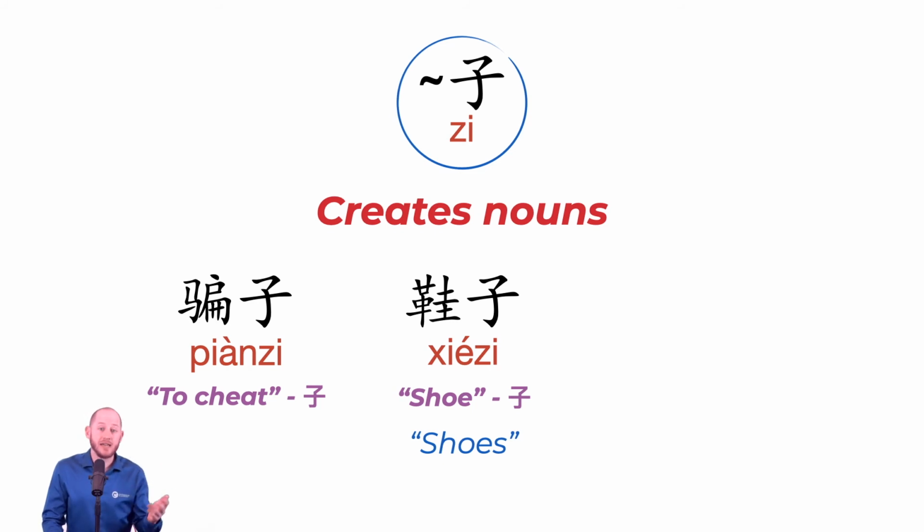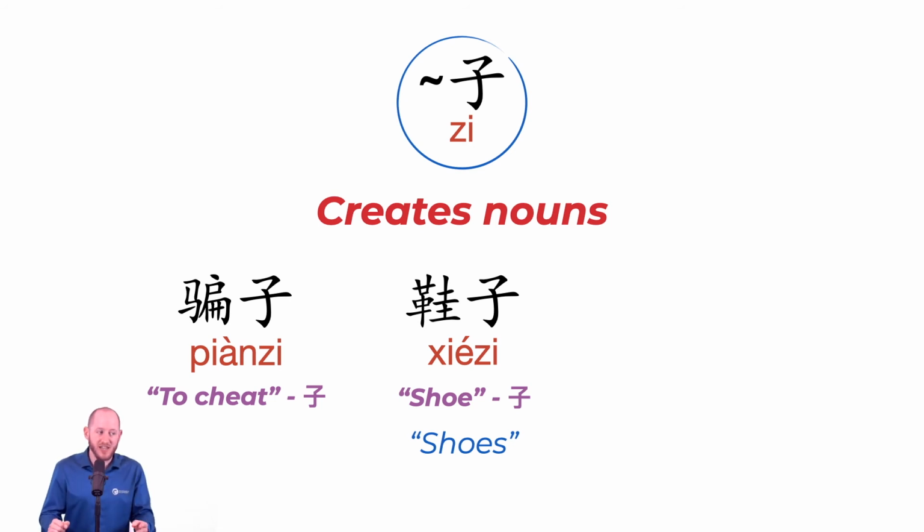So 鞋子 is the general word for shoes in Chinese. And if you wanted to add some other detail, then you could drop the zi and put the detail, like 皮鞋. 皮鞋 is leather shoes, like nice shoes, dress shoes. 拖鞋 is slippers. So you get the idea that it doesn't have to be 鞋子. 鞋子 is the general word for shoes. As soon as you get more specific, you can drop the zi.